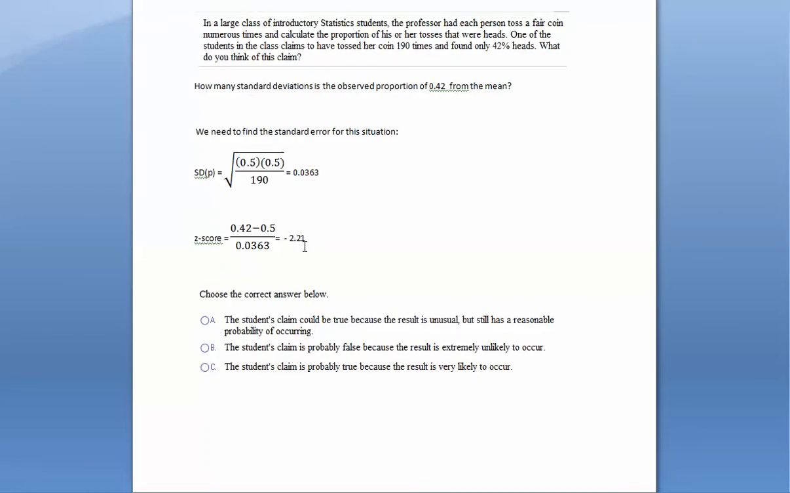If we remember back to the empirical rule, 95% of the data is within 2 standard deviations. So this would be pretty unusual. The student's claim could be true because it's unusual, but it still has a reasonable probability of occurring. It's got a pretty small probability. We're in that 2.5% range. The student's claim is probably false because the result is extremely unlikely to occur. And this would be the best answer here.